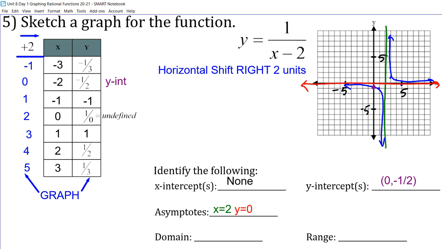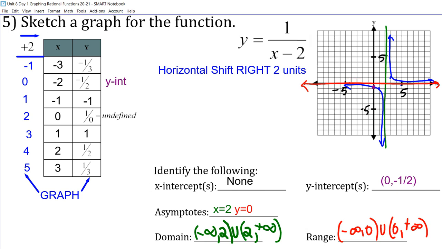Because we shifted it to the right 2 units, that's going to impact your domain. So we can use everything less than 2 for an input or greater than 2, just not 2. The range was not affected. So again, we can use everything less than 0 or greater than 0, just not 0.